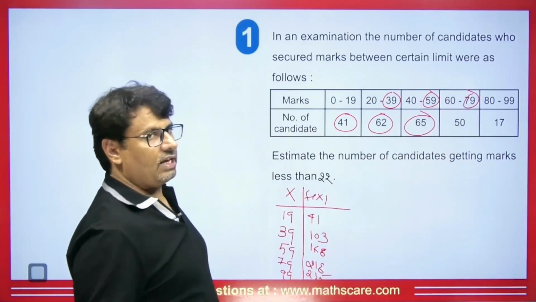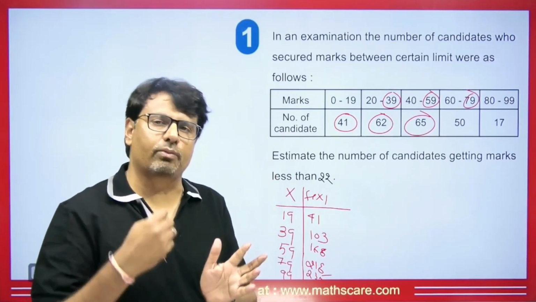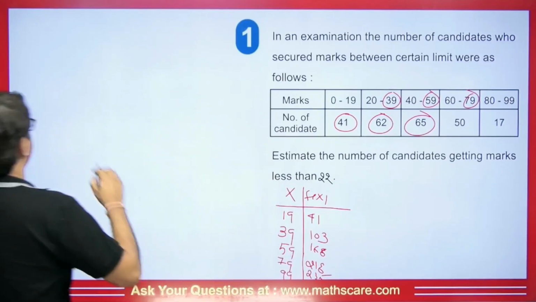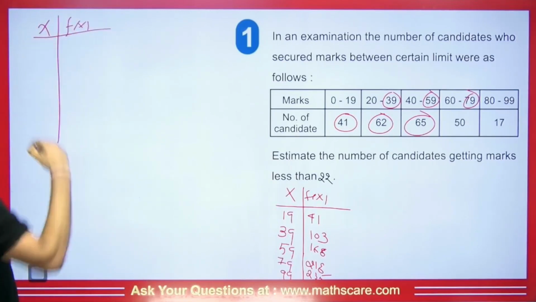So this what will come to us? Its data will come to us. So now from this we will create difference table and we will apply the formula here. So I will write this data here again. So we have x here and what do we have? fx is given, so we have.